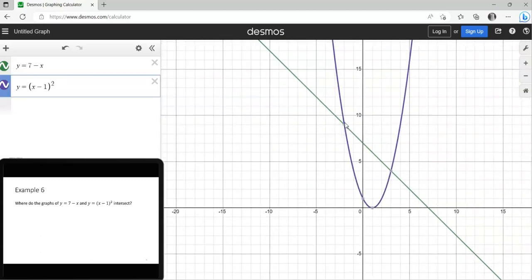you can see that there's an intersection right there at negative 2, 9, and another one at 3, 4. So the graphs intersect at negative 2, 9 and at 3, 4. So there are two places where these two graphs intersect.